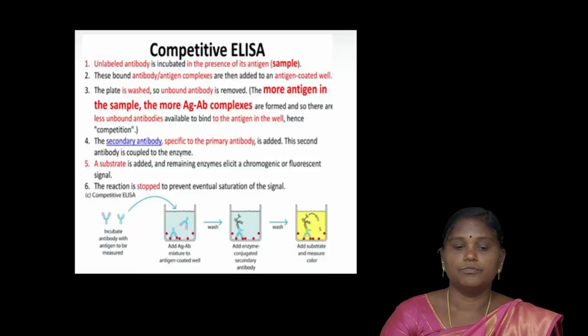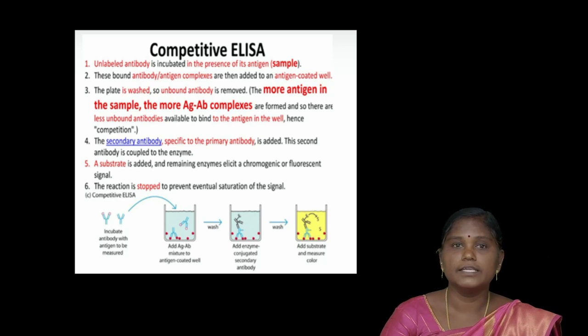Then the fourth one is competitive ELISA here. Okay, so what will happen in the competitive ELISA? First step is unlabeled antibody is incubated in the presence of its antigen, that is the sample. Then these bound antibody-antigen complexes are then added to an antigen coated well, right? Then the plate is washed to remove unbound antibodies.